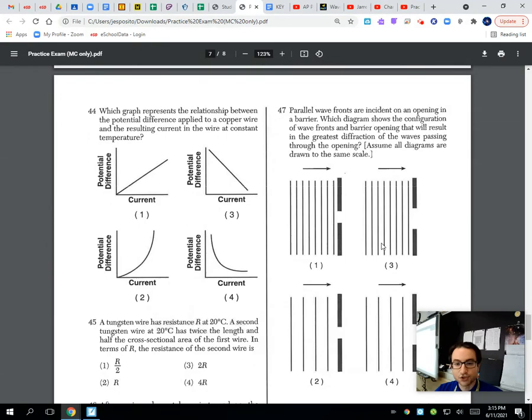Question 47 is about diffraction, which is a wave property we did not focus on very much. We did mention it. The term is on your waves term maps, but we didn't get too involved with it. This is just a definition of the concept of diffraction.